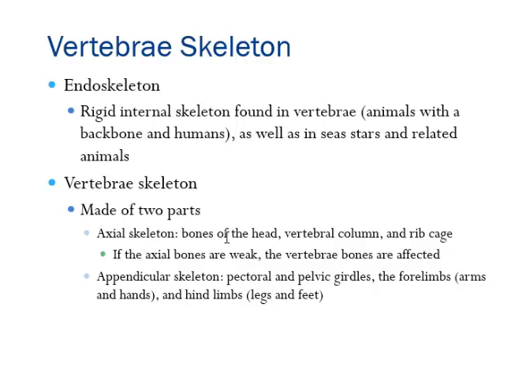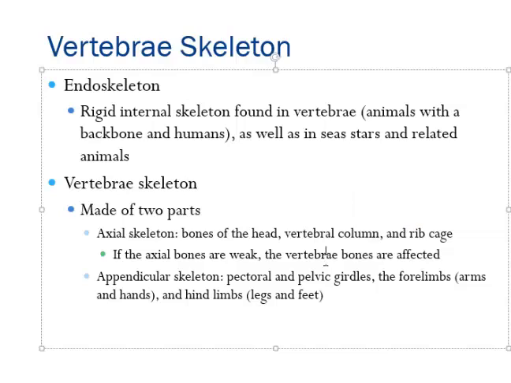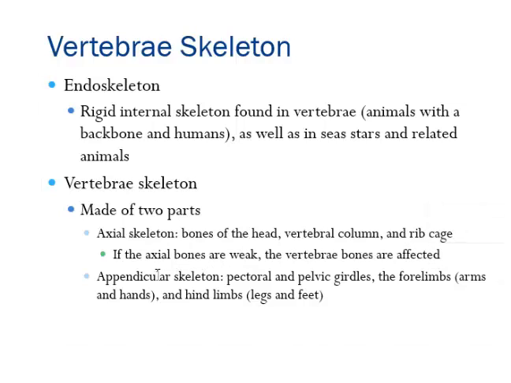Our vertebrate skeleton, in other words a skeleton found on a vertebrate, which means an animal with a backbone like a human being, has an axial skeleton, which contains the head, the vertebral column, namely the backbone, and the rib cage. Obviously you don't want the axial bones to be weak. Then you have the appendicular skeleton, which is like the side skeleton: the pectoral and pelvic girdles, the forelimbs, which are the arms and hands, then the hind limbs, which are the legs and feet.